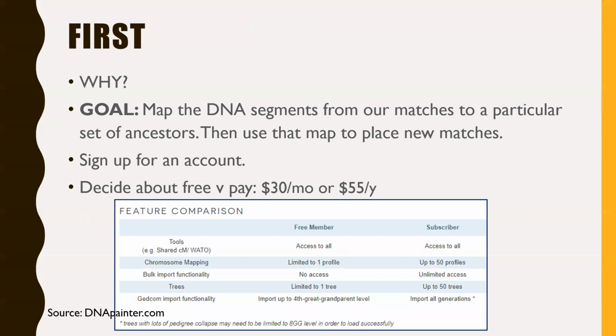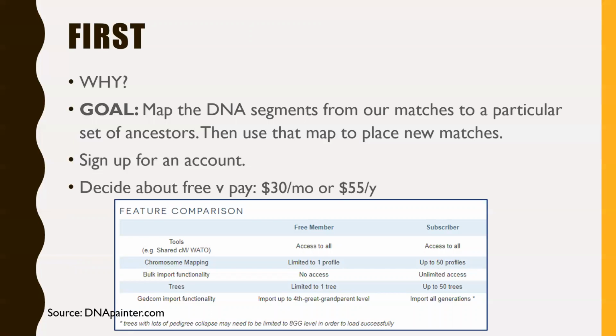So first, let's look at why. Why would you use a tool like this? Well, the goal is to map DNA segments from our matches to a particular set of ancestors, and then to use that map to place new matches. So as you compile all of these matches to your 23 chromosomes, then you can look at new matches and where you match those new folks and start to make assumptions about where they fit into your family tree.